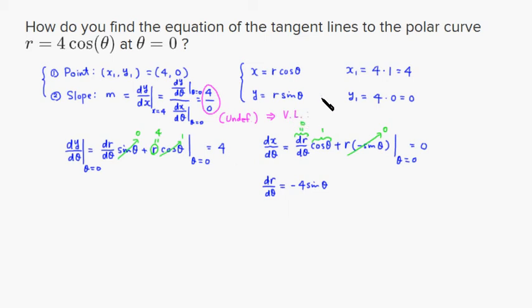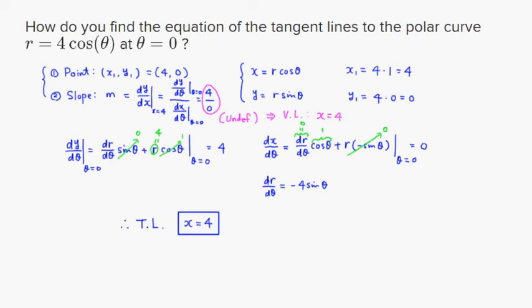We know that a vertical line has the form x equals a constant. Since x1 is already 4, we know that x equals 4 is the equation of the tangent line. So therefore, the tangent line is x equals 4. All right, so this is the equation of the tangent line.